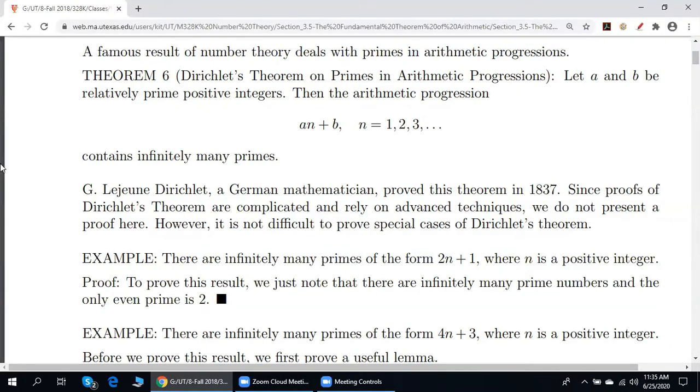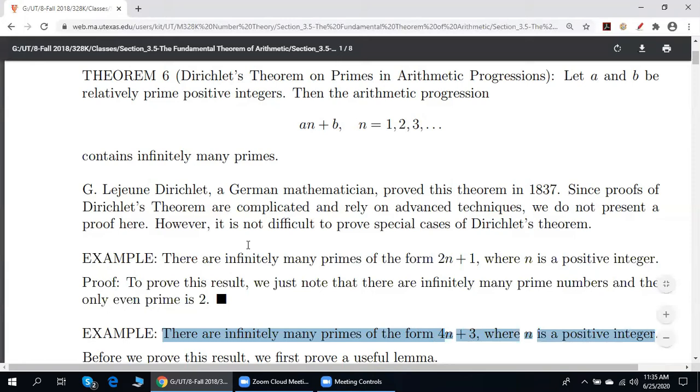Now let us discuss a significantly harder to prove particular case, number 2. Here is example 2. Suppose a is 4, b is 3. There are infinitely many prime numbers of the form 4n plus 3, where n is a positive integer.